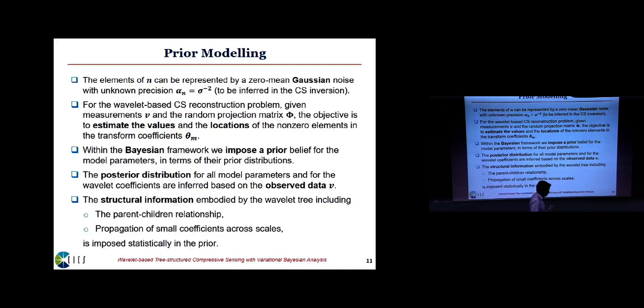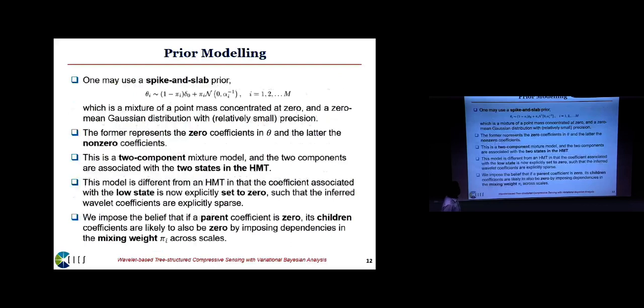Now, the structure information that we would like to incorporate in the prior are two things. First, the parent-child relationship. Second, the sparseness of the wavelet coefficients. One can define it using this spike and slab prior, which is a mixture distribution, where delta is a mass point centered on zero, and N is a Gaussian. So we are saying that our wavelet coefficients are either zero with probability 1 minus pi, or they are drawn from a Gaussian distribution with some variance with probability pi.